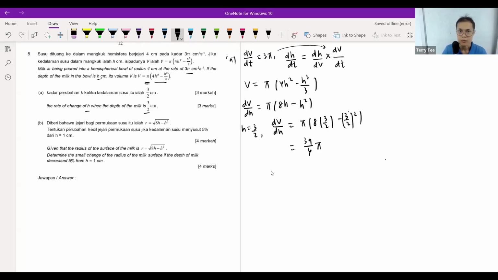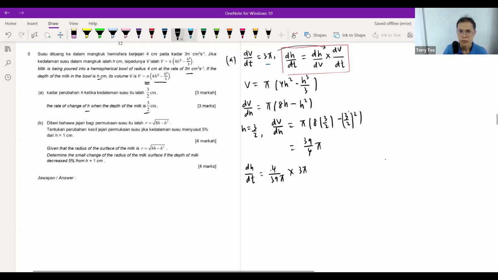Now, we're not done yet. We are supposed to find dH/dt. So I'm going to use the chain rule above here. We know dV/dt is 3π. Your dH/dV is basically 1 over dV/dH. So just invert them. You get 4 over 39π. Then you multiply with your dV/dt, which is 3π.